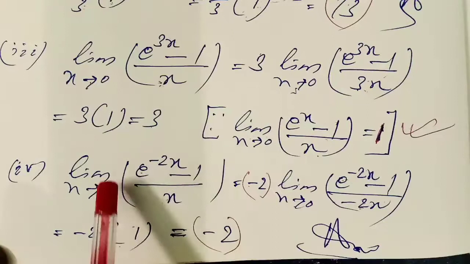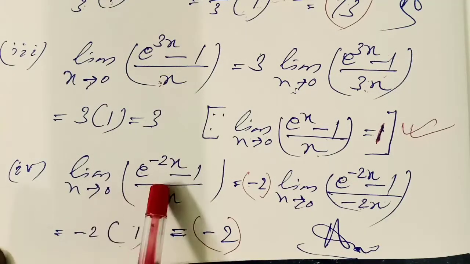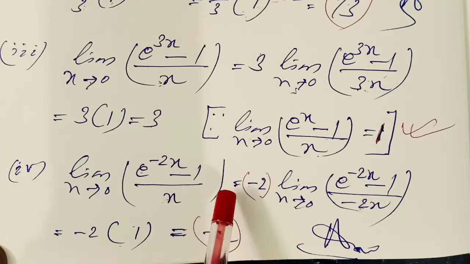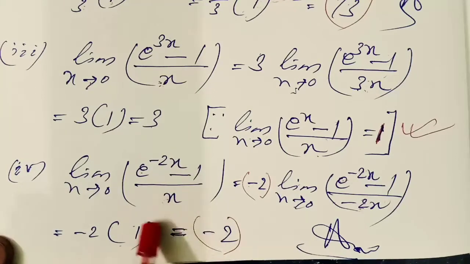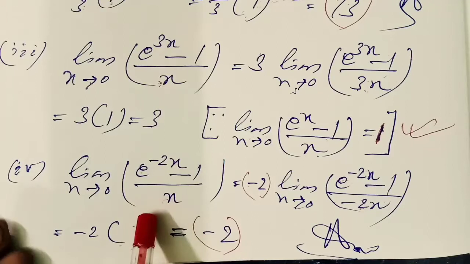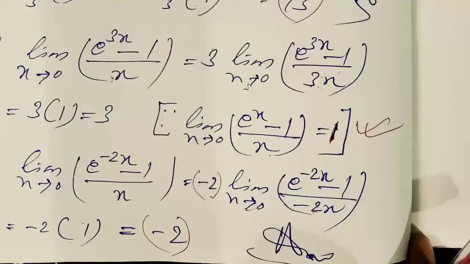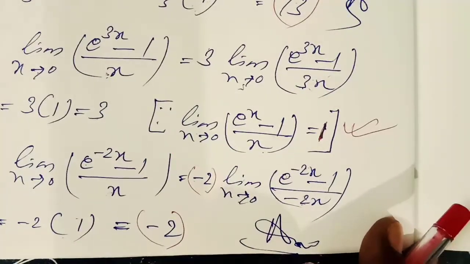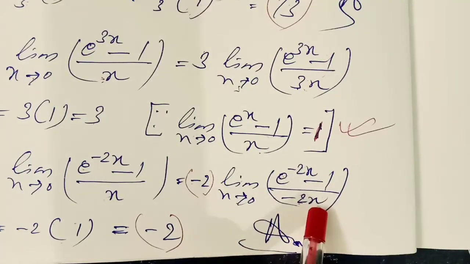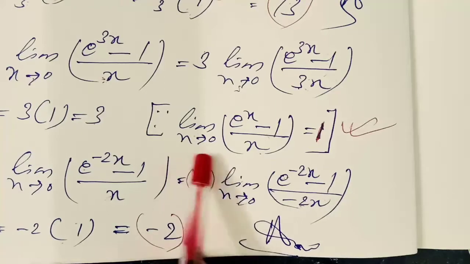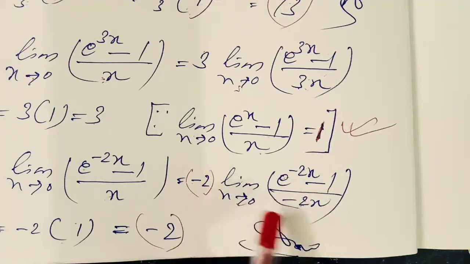See, the question given: limit x tends to 0, (e to the power minus 2x minus 1) by x. That means here I have to write minus 2x. That means I have to adjust here. How will I adjust? I have to multiply here by minus 2, and to get minus 2x in the denominator, I have to multiply here by minus 2. This minus 2 and this minus 2 will be adjusted.